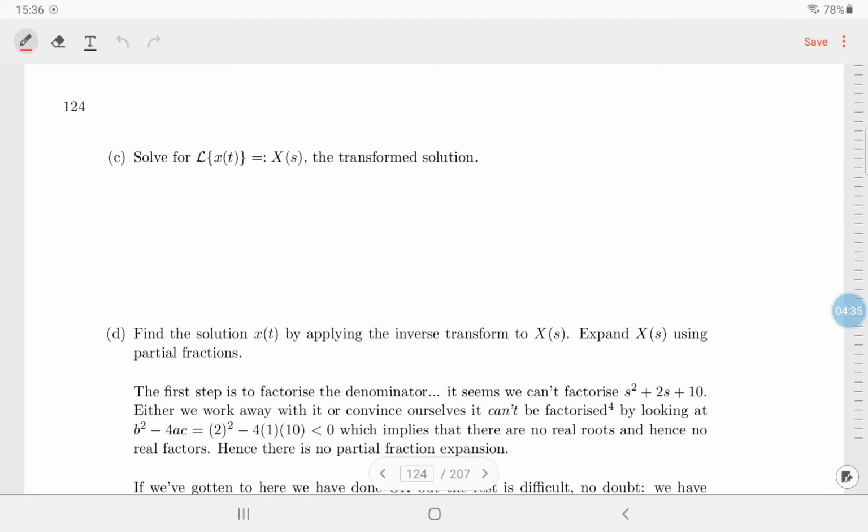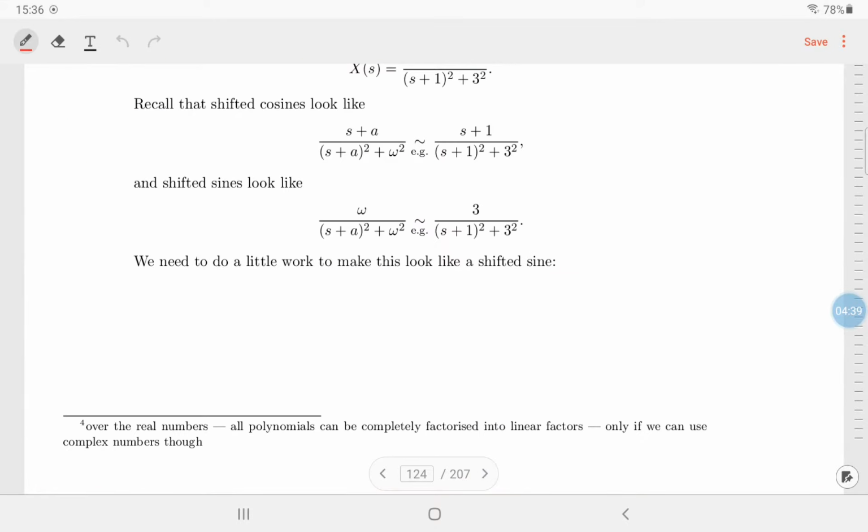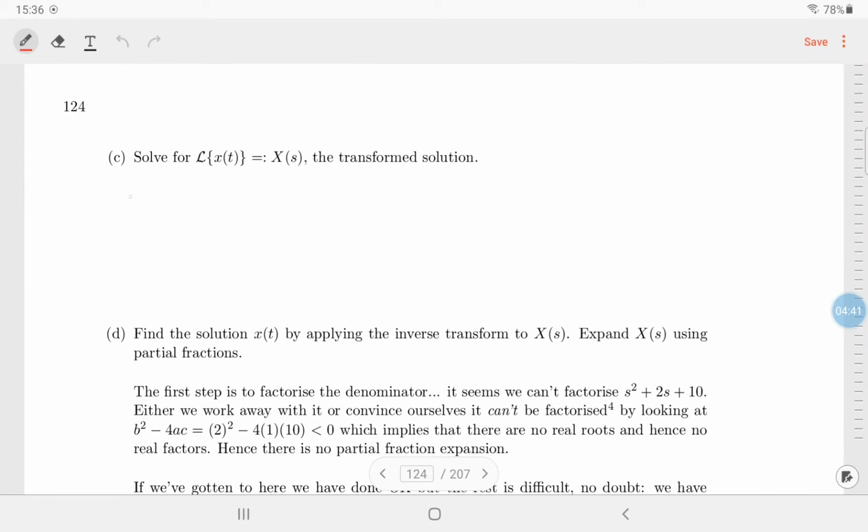So we have s squared times big X of s plus 2s times big X of s plus 10 big X of s equal to 1. So we take out the common factor of big X of s.